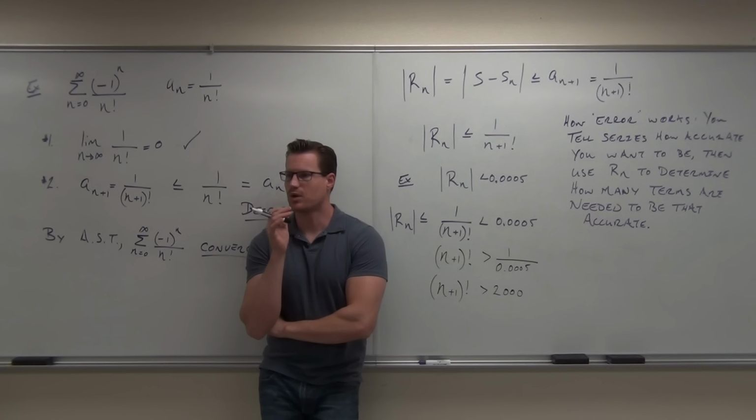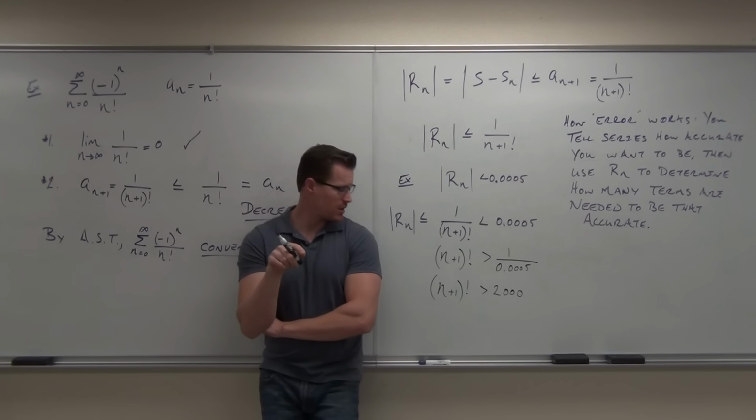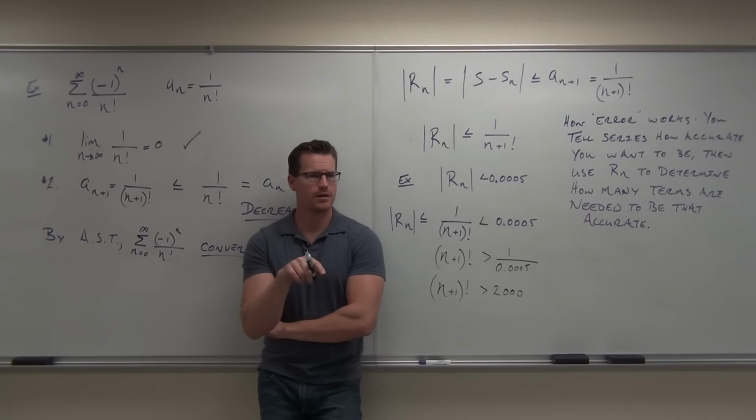If I plug in n equals 1, is that enough? Because that's 2 factorial. If I plug in 2, is that enough? No. That's 3 factorial. That would be 6, not more than 2,000. If I plug in 3, no, that would be 4 factorial. 4 factorial is 24, isn't it? I think so. 4 times 3, 6 times... Okay. So is that more than 2,000?